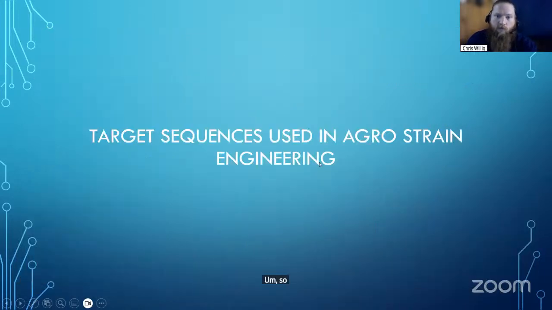So what kinds of gene sequences have been targeted in Agro strain engineering in the past?